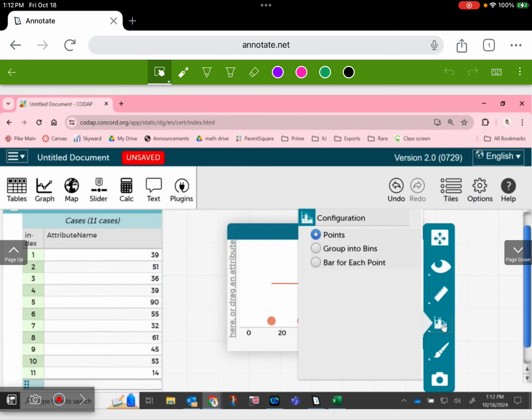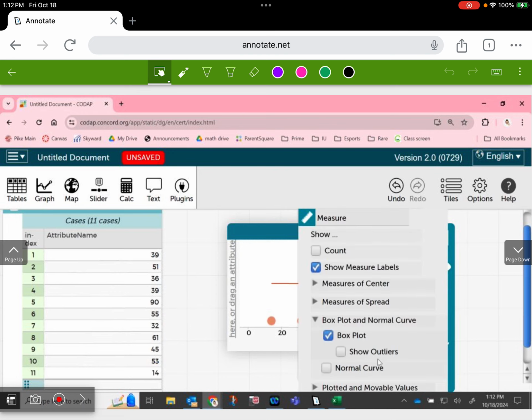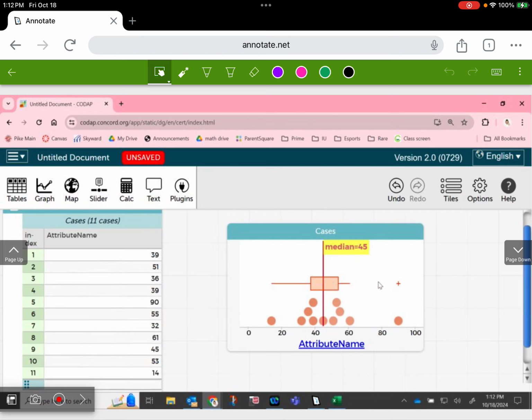What's really cool about CodeApp is you can come in here to our ruler, and you can actually tell them to show outliers, and it'll show you that 90 is an outlier. It does the test for you.